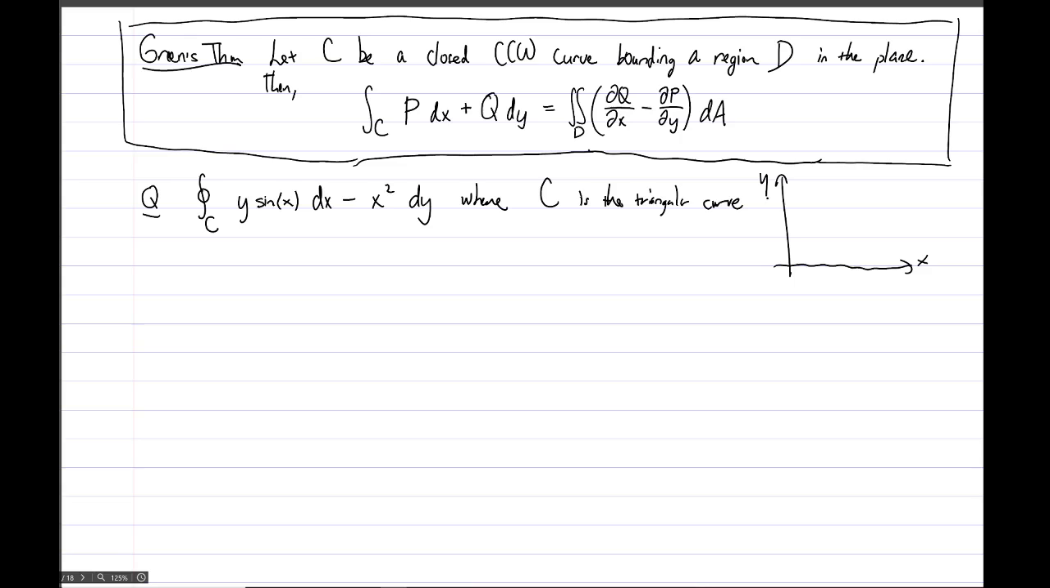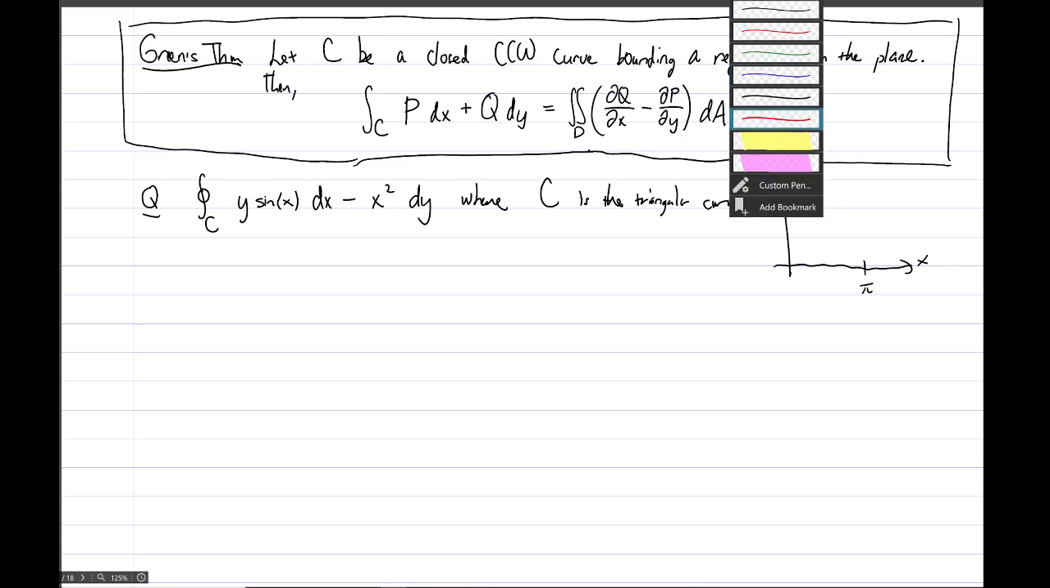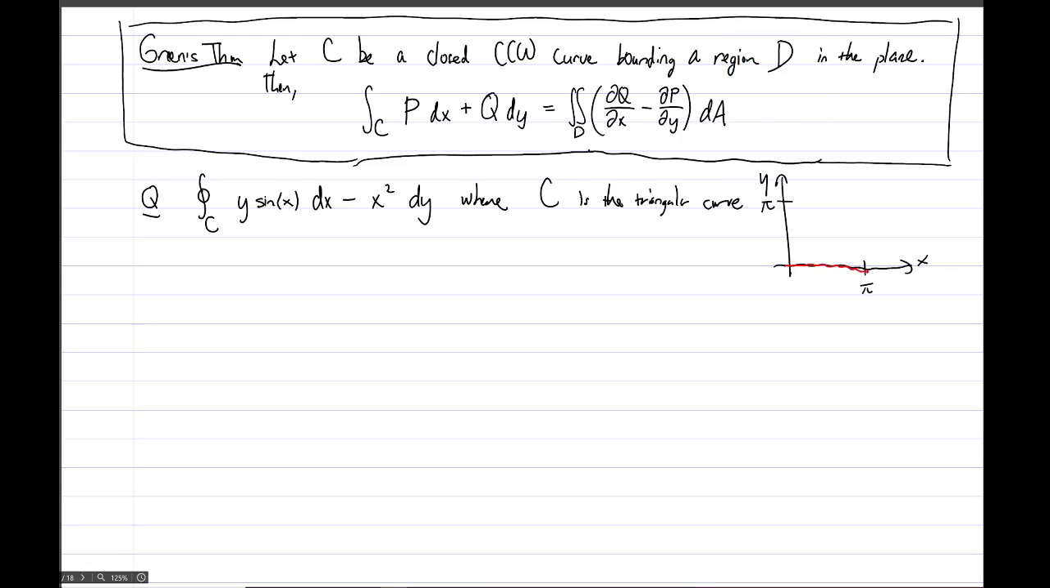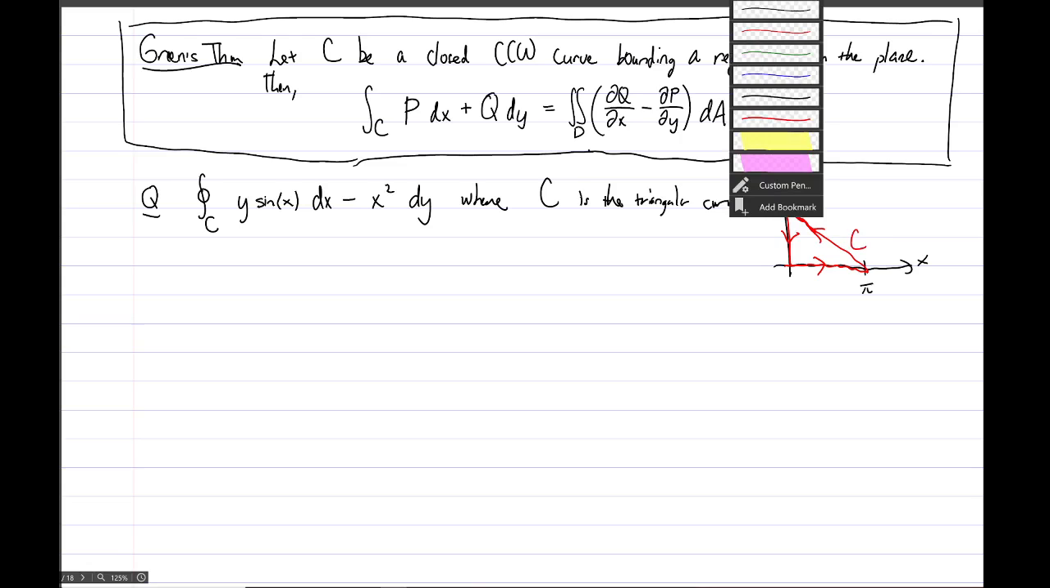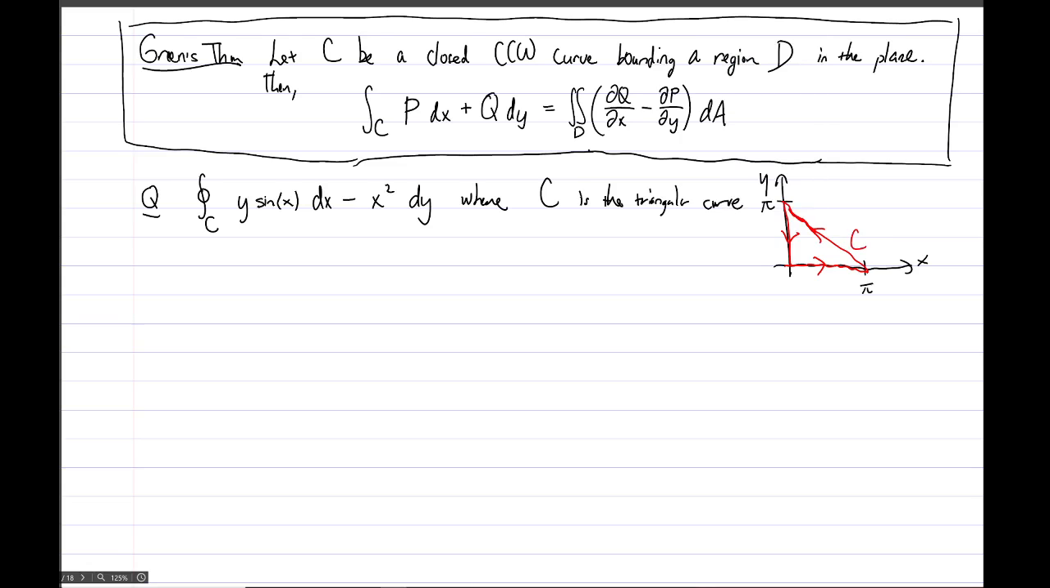Okay, there's the axes. Here's pi on the x-axis. There's pi on the y-axis. The triangular curve is actually, sorry, that should be straight. Just 3 line segments oriented counterclockwise like this. If you really want a challenge, why not pause the video, try it on your own, and then unpause to see if your work looks the same.